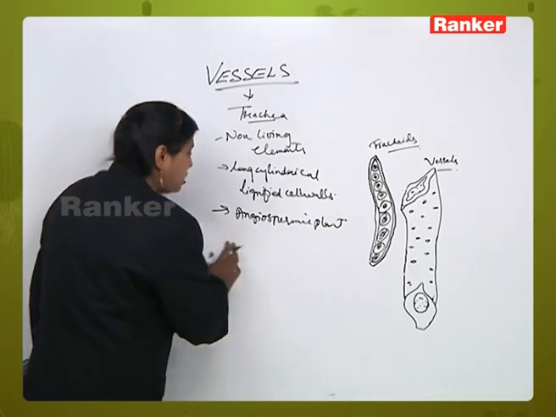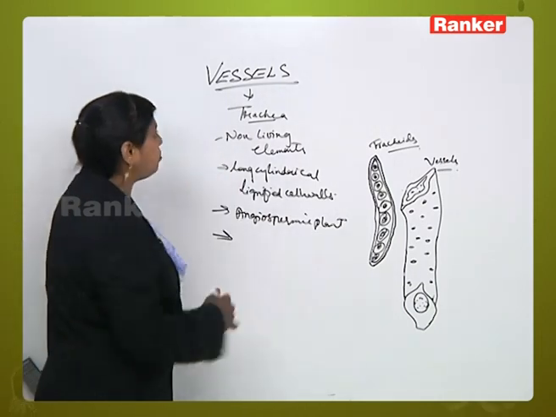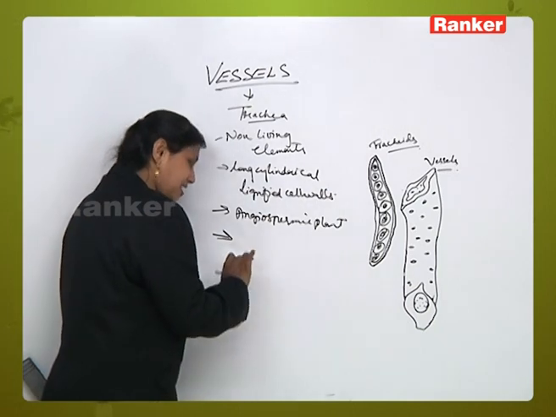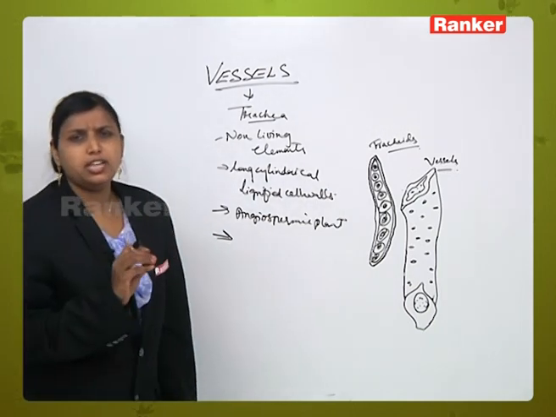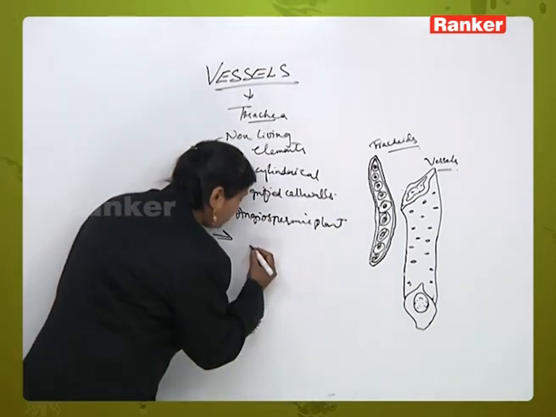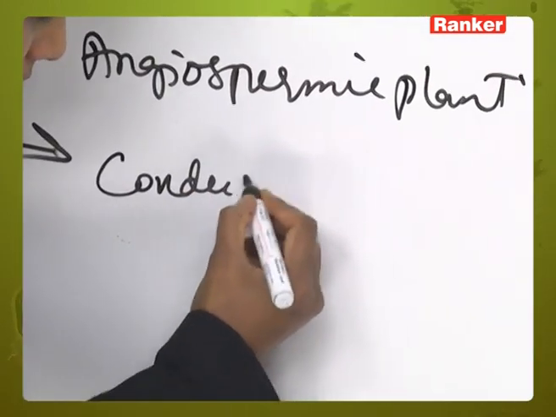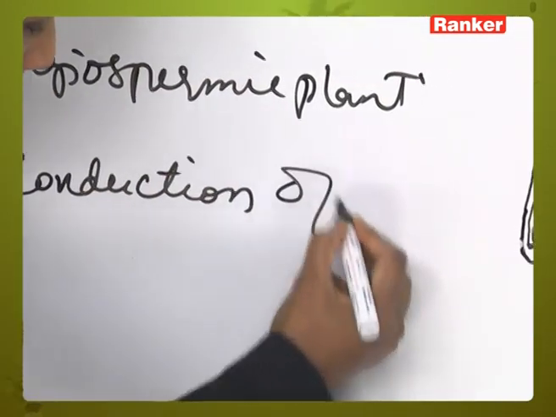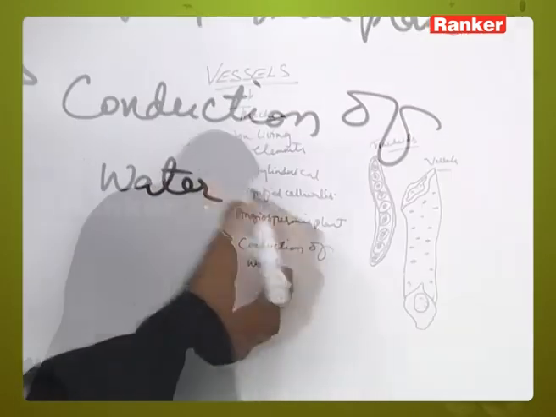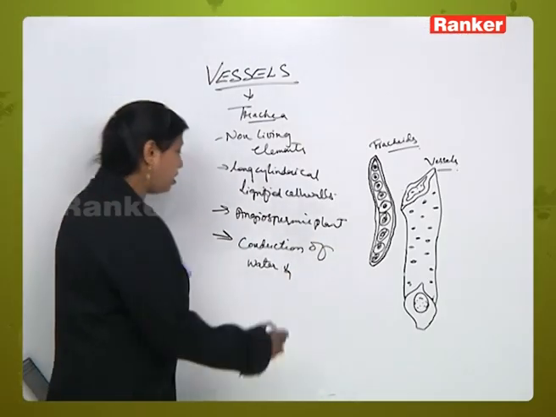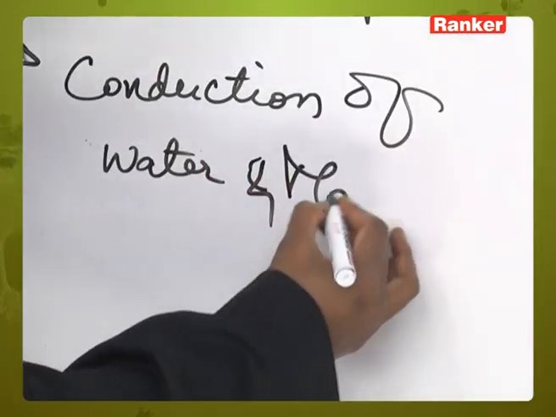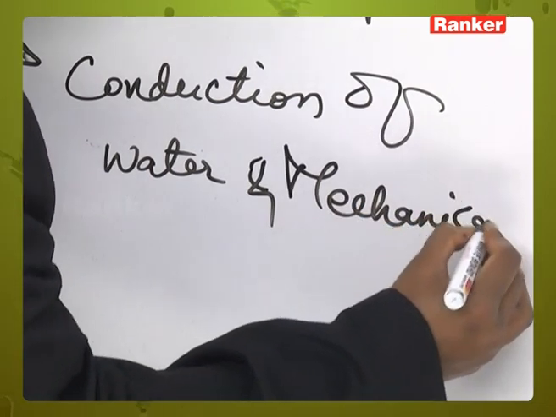Now, what is the function of vessels here? Why are you supposed to study vessels here? As it is a xylem tissue, it is helpful in the conduction of water, and in addition to that, it also gives mechanical support or mechanical strength.